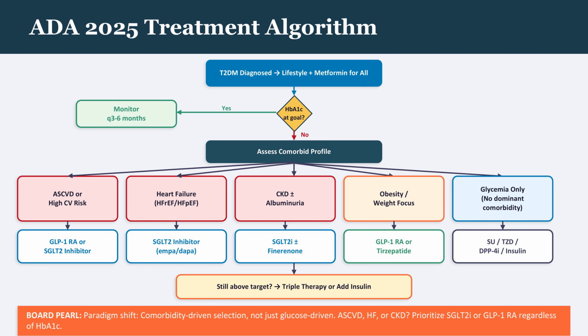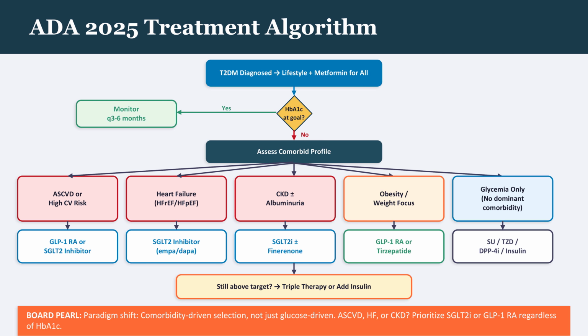If your patient has atherosclerotic cardiovascular disease or high CV risk, you reach for a GLP-1 receptor agonist or an SGLT2 inhibitor. Both have proven mortality benefit. If your patient has heart failure, HFrEF or HFpEF, you reach for an SGLT2 inhibitor specifically, because the data for SGLT2 inhibitors in heart failure is extraordinary. If your patient has chronic kidney disease, especially with albuminuria, the SGLT2 inhibitor is again your first call, with finerenone as an add-on for patients who have residual albuminuria.